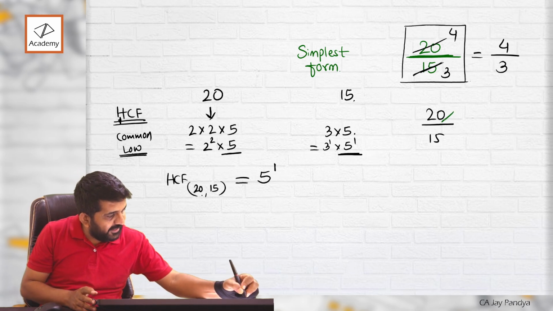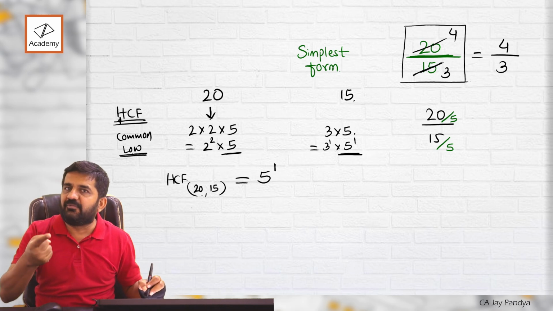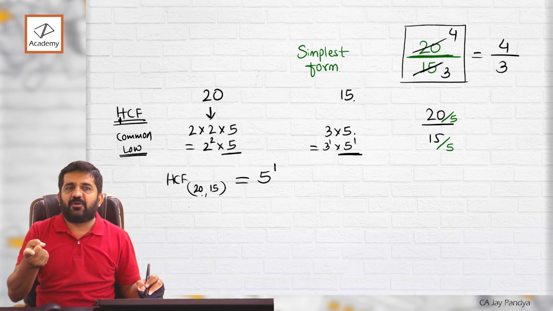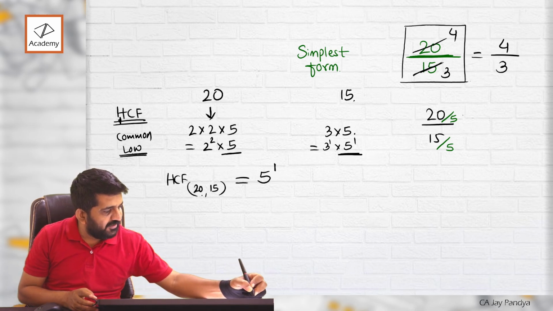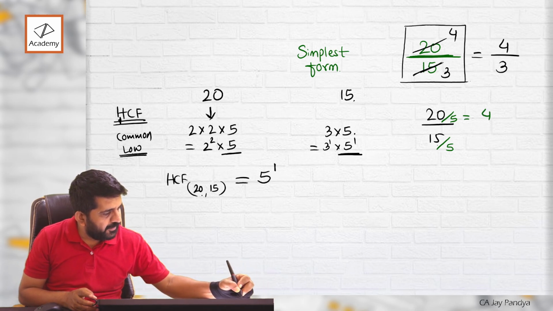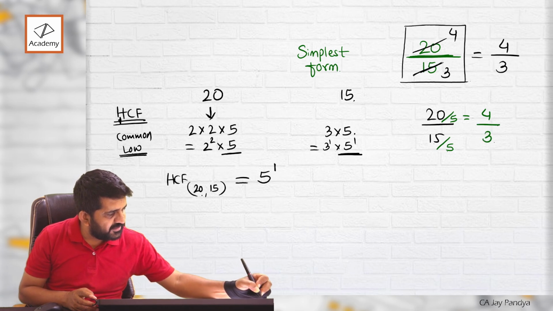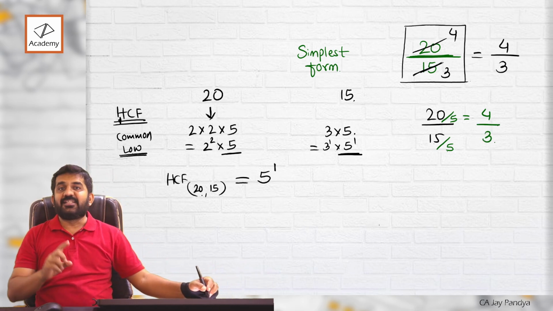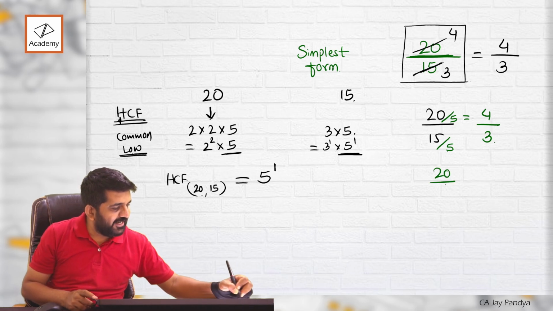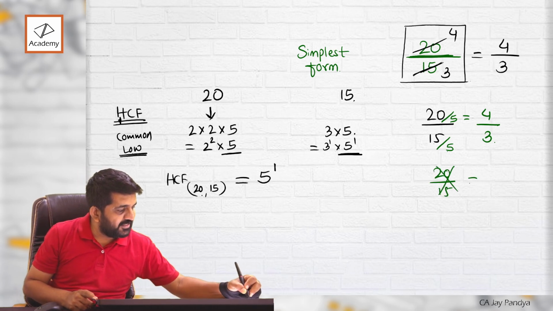I have divided here by 5. In the numerator, I have divided by 5. In the denominator, I have divided by 5. So 20 divided by 5 is 4. 15 divided by 5 is 3. See, instead of 20 divided by 15, I have written this in a simple form.